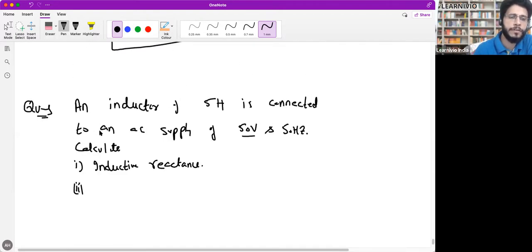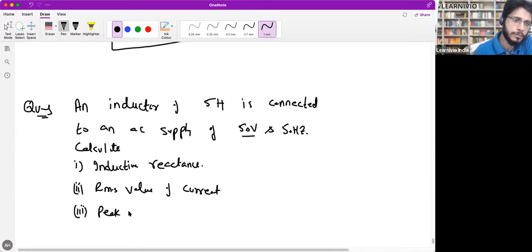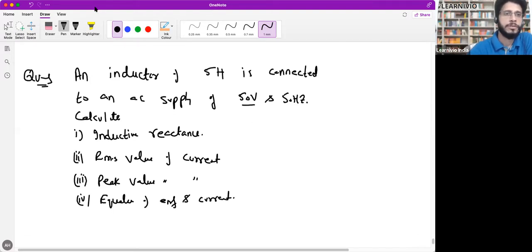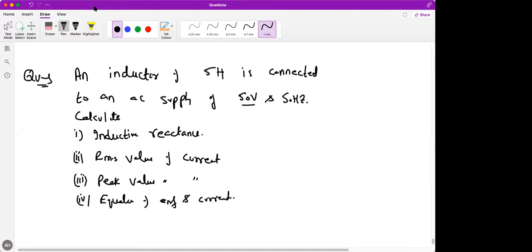Inductive reactance. After inductive reactance, you need to calculate RMS value of current. Then do peak value of current. Inductive reactance is done, RMS value is done, peak value is done. Next is equation of current. Write equation of EMF and current. Now solve it and write your answer in chat. It's a lengthy question. It can take some time.